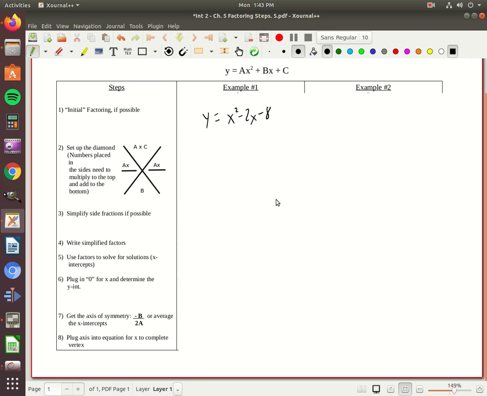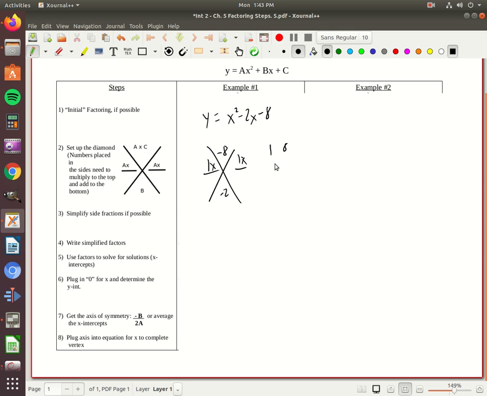See if we can graph this whole thing before we go to Desmos and then see what it looks like in Desmos. So first thing, there is no initial factoring. I can't take anything out of 1, 2, and 8. So I'll go to my diamond. A times c is negative 8. B is negative 2. I'll go ahead and put 1x there. I will, from there, see what I come up with.